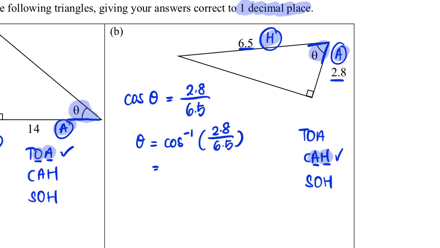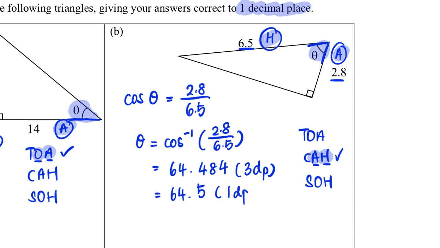And this will give me a value of, as I am keying into my calculator, do make sure that your calculator mode is in degree, alright? And you should get 64.484 when I round it to 3 decimal places. The final answer is to be given in 1 decimal place when the angle is in degrees.